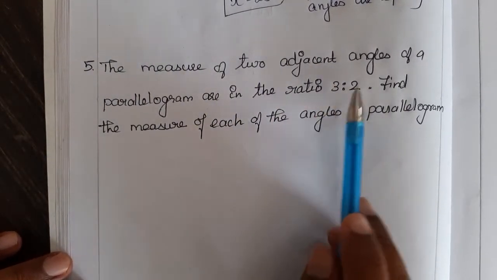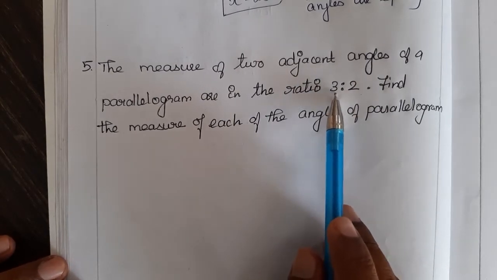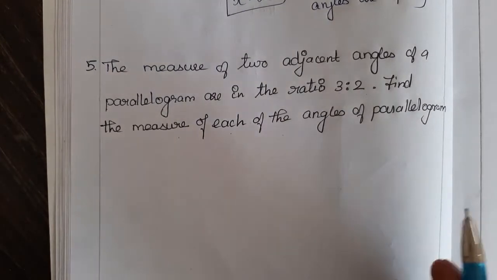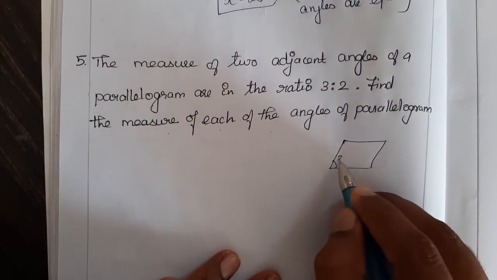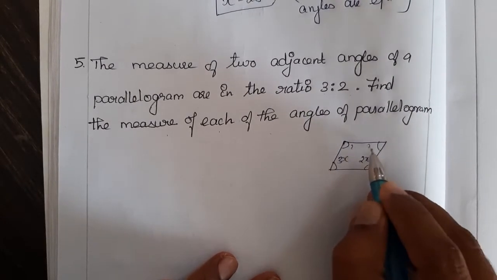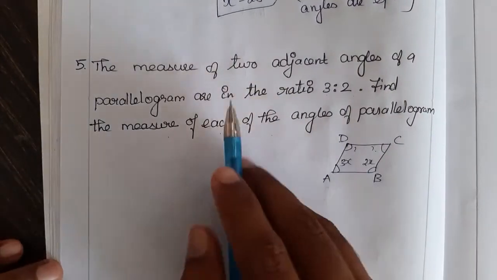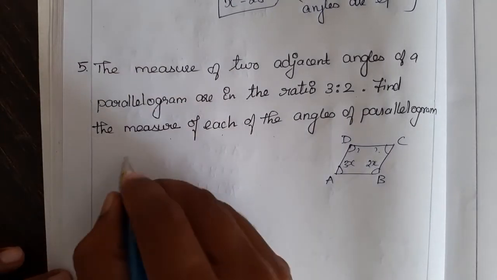The measure of two adjacent angles of a parallelogram are in the ratio 3:2. If it is in the ratio, we will consider the common ratio as x, and each angle is 3x and 2x, right? Find the measure of each of the angles of the parallelogram. So considering there is a parallelogram with 3x and 2x, we have to find all four angles, A, B, C, D.